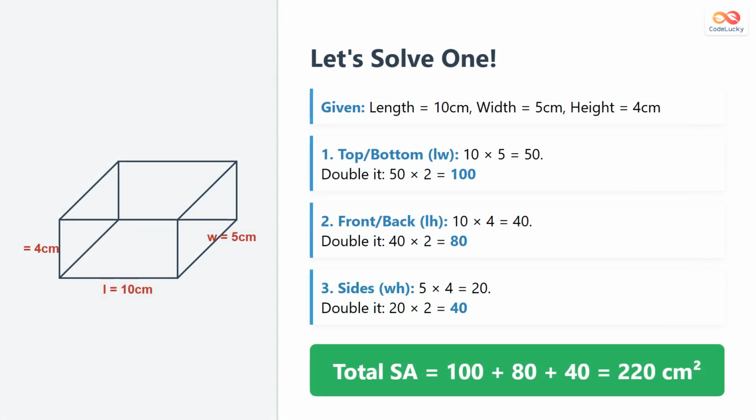Let's solve an example. Suppose we have a prism with a length of 10 centimeters, a width of 5 centimeters, and a height of 4 centimeters. First, we calculate the top and bottom. 10 times 5 is 50, doubled is 100. Next, the front and back. 10 times 4 is 40, doubled is 80. Finally, the sides. 5 times 4 is 20, doubled is 40. Adding 180 and 40 gives us a total surface area of 220 square centimeters.